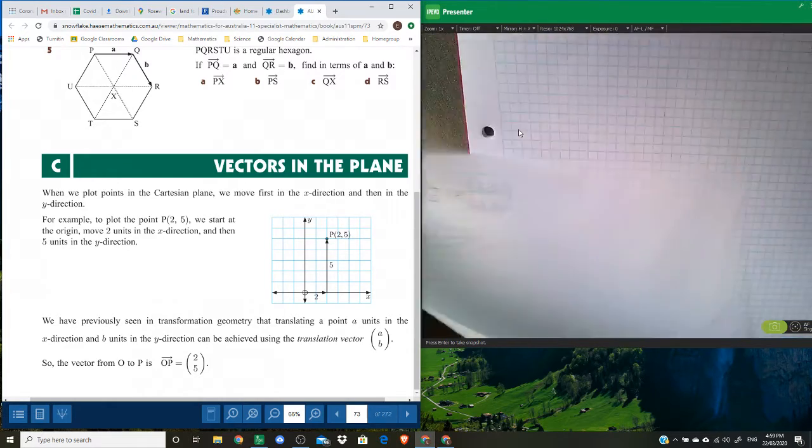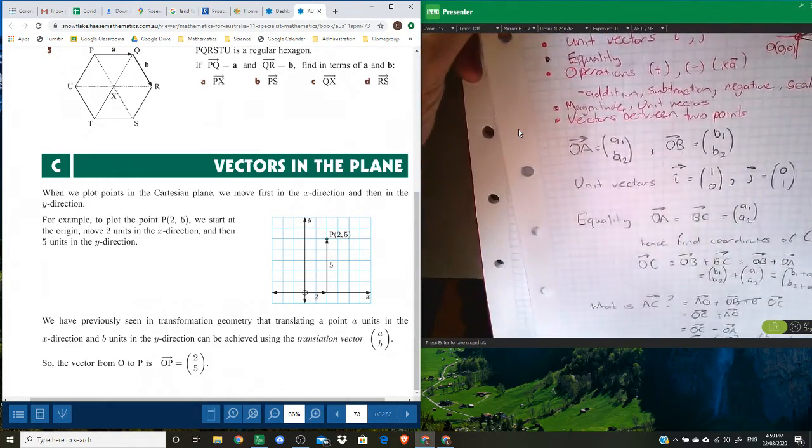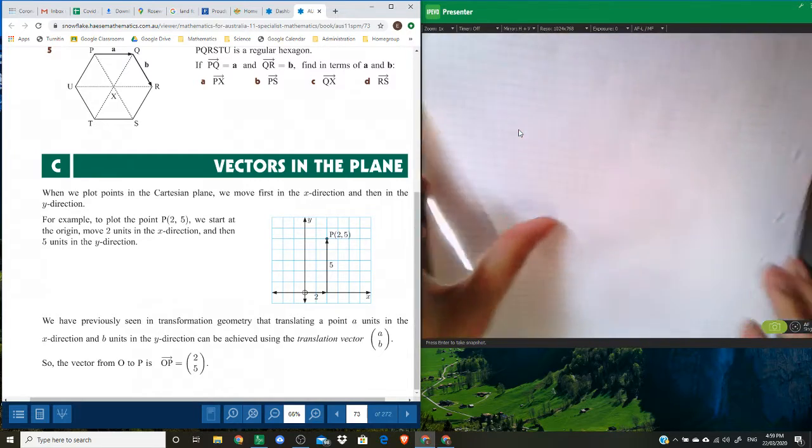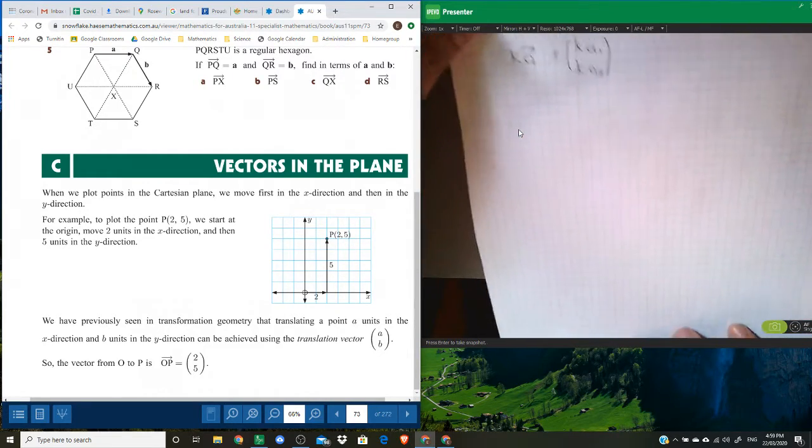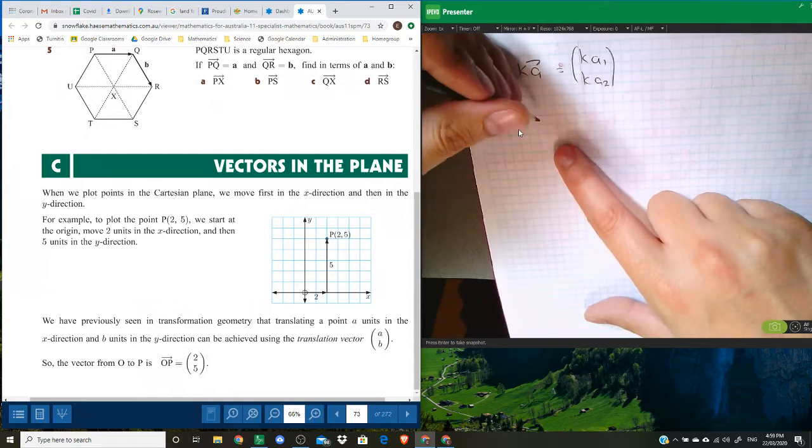Okay, so length, and do I have to cover unit vectors? Yes, I've got to cover unit vectors as well. We'll see examples of all of these, don't worry. I'm just summarizing very quickly how to do everything.